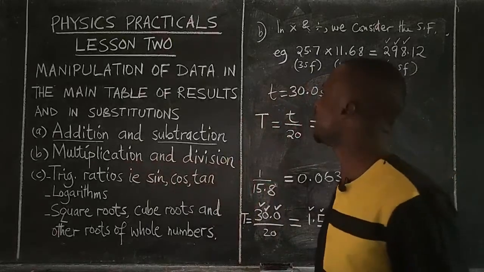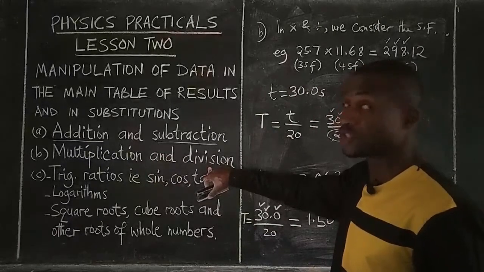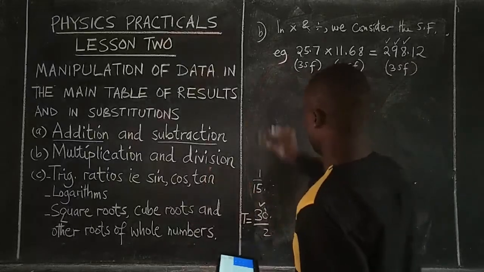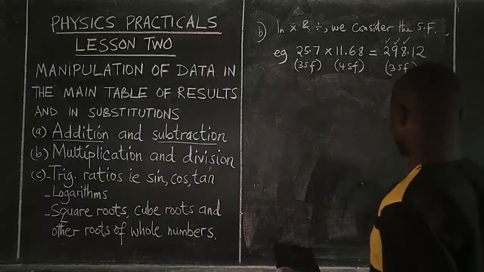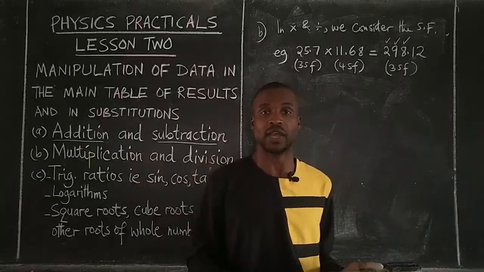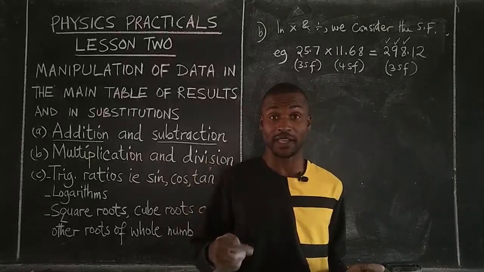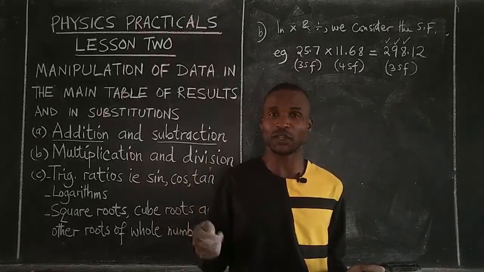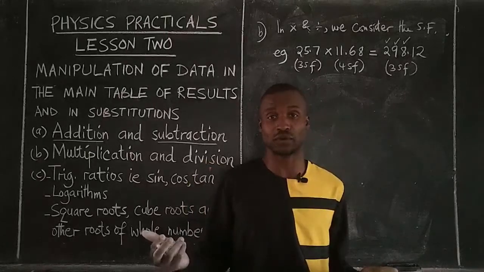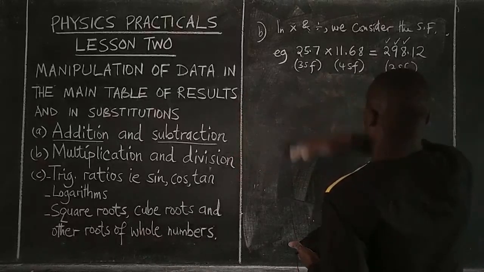The details of manipulation concerning multiplication and division are going to be in lesson 3. But for lesson 2 here, part B, in multiplication and division, I want you not to forget the following. Do not forget that when we are multiplying, we consider significant figures. And also when we are dividing, we consider significant figures. And we always favor the lower number of significant figures. That's what we always do.